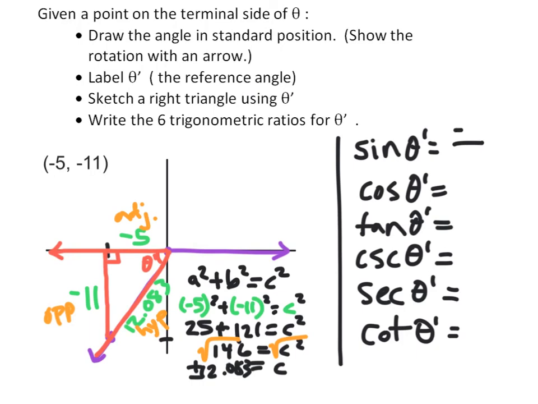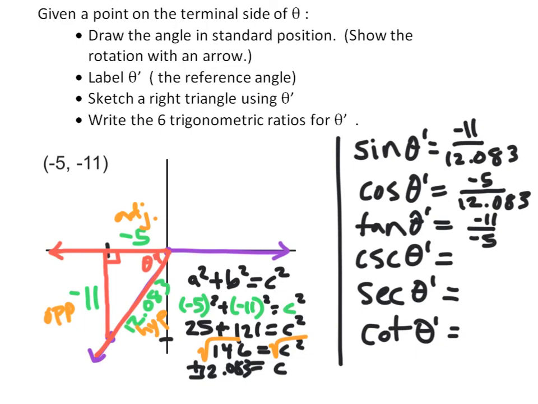So sine is opposite over hypotenuse. Well, the opposite is -11. The hypotenuse is 12.083. Cosine is adjacent over hypotenuse. The adjacent is -5, and the hypotenuse again is 12.083. Tangent is opposite over adjacent, so -11 over -5.